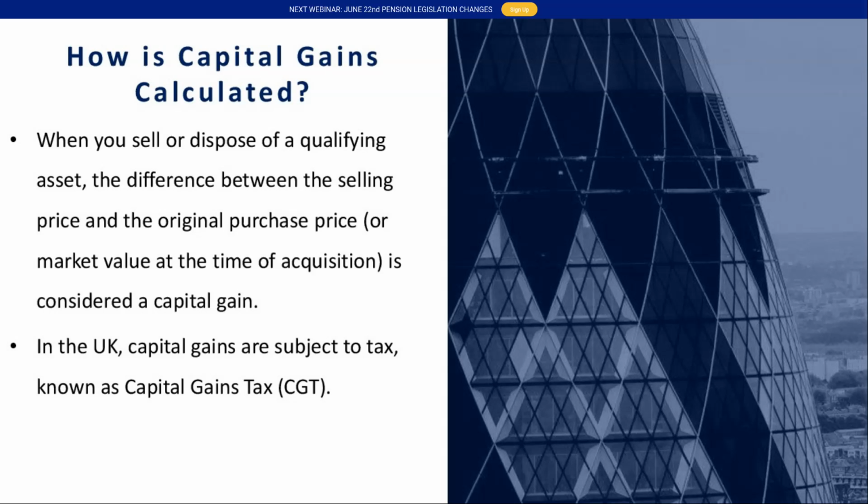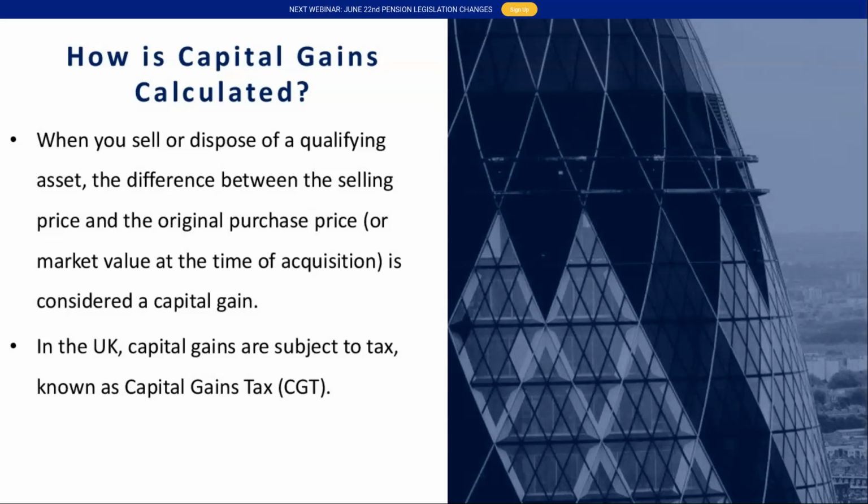All right. So how is capital gains calculated? This could be quite meaty in its delivery here. When you sell or dispose of a qualifying asset, the difference between the selling price and the original price is considered a capital gain. Okay. In the UK, capital gains are subject to tax, and that's where you get CGT or capital gains tax.